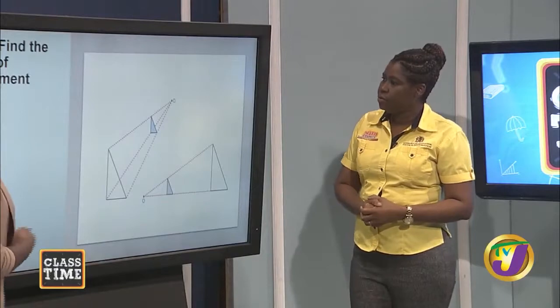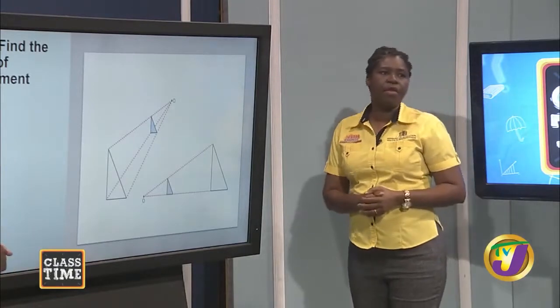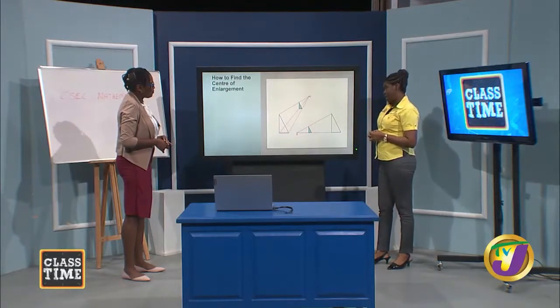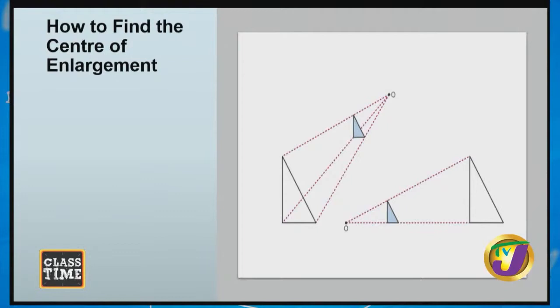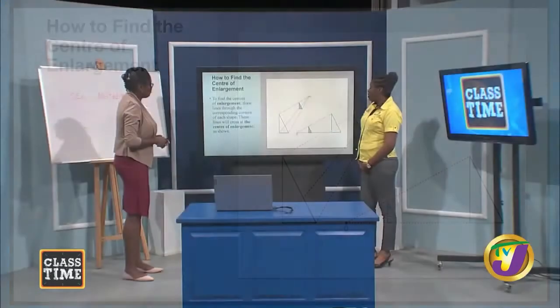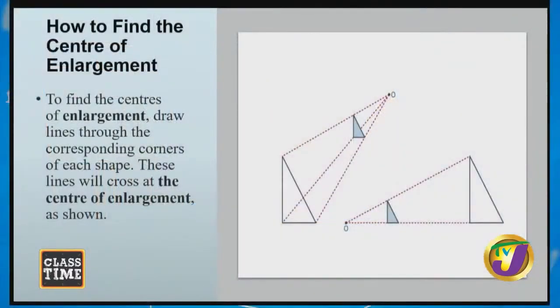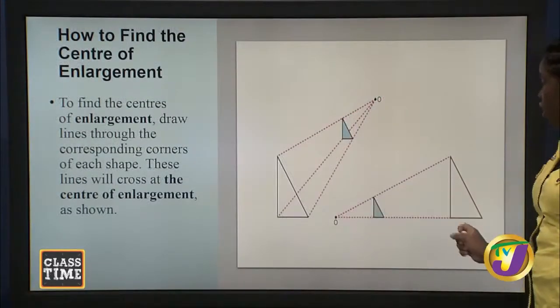So how do we find the center of enlargement? The center of enlargement can be found by extending lines from each vertex of the object and the image to a point at which they will intersect. So we are matching the vertices and drawing line segments to see where they meet. Here we have our center of enlargement at point O on both shapes.